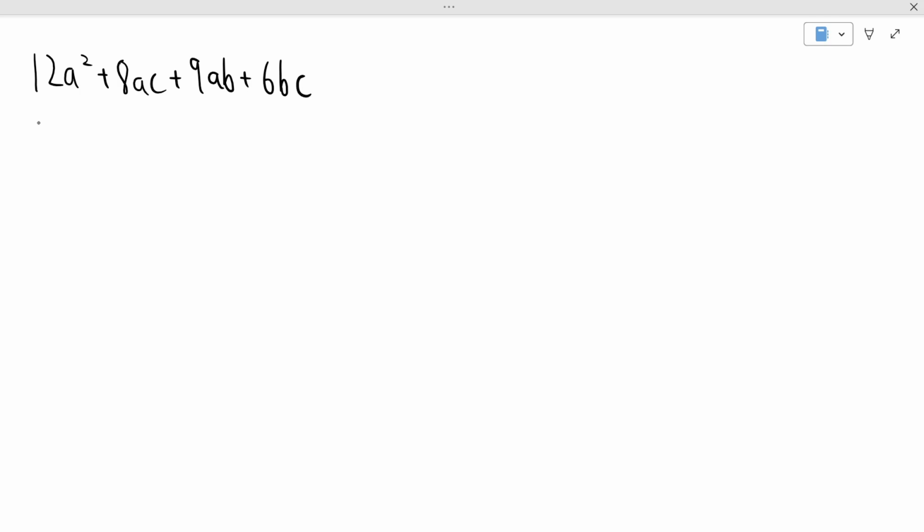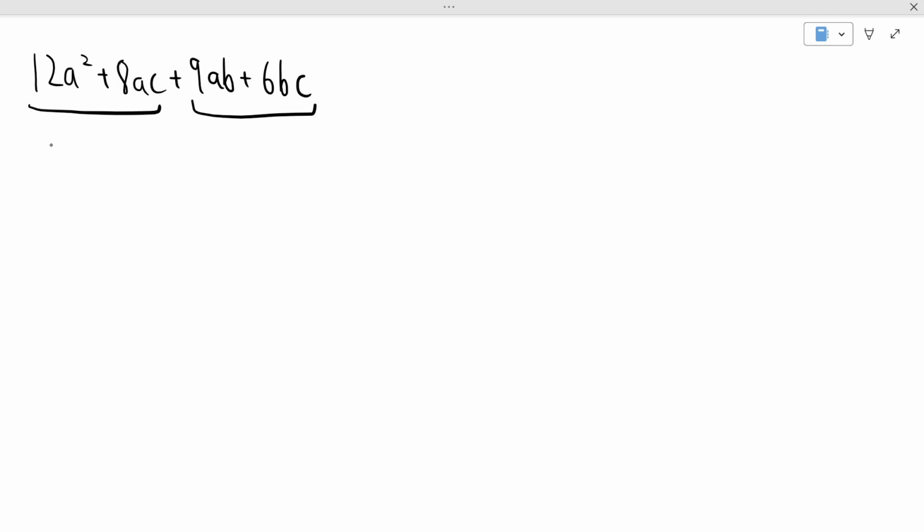The idea behind factoring by grouping is that we would have to group certain terms that have something in common together and factor them individually. We have to group terms that have something in common together for this method to work. So if we look at our example here, we can see that the first two terms, 12a squared and 8ac, have a 4a in common, so we'll put these in a group. And the last two terms, 9ab and 6bc, have a 3b in common, so we'll put these two terms in a group.